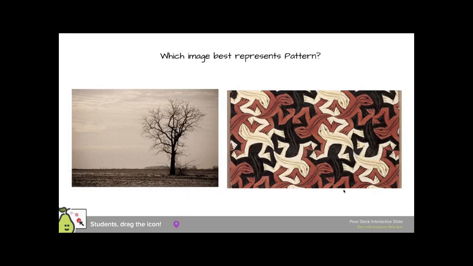So what do we think? Which image would best represent pattern? What do we see a repetition of? Something that feels like it's active because it's the same object being repeated. All right, this must have been an easy one. We have a lot of people on the correct answer.